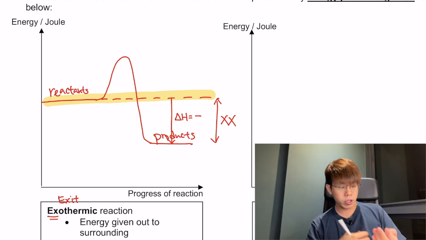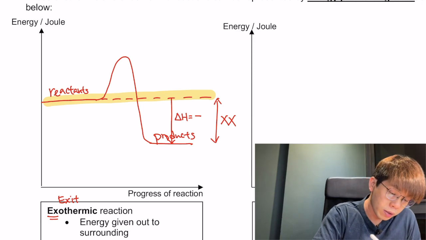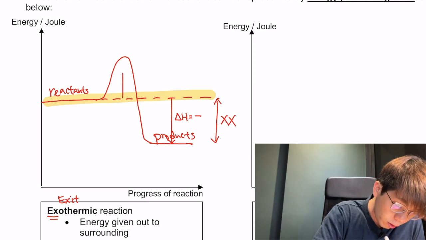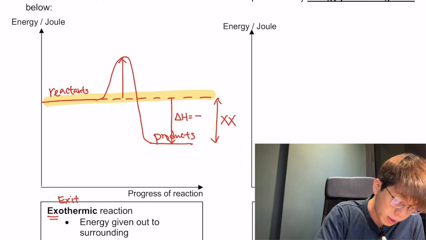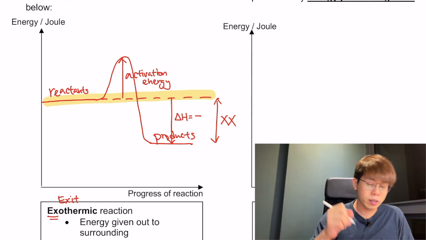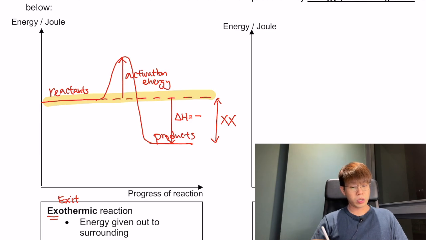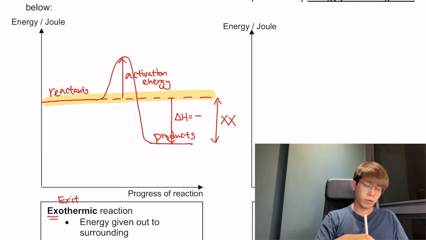Now, the activation energy is the amount of energy required for the reaction to start. So this is from the reactants to the top of the hill. This is the activation energy. Let's label it well. This is the activation energy, and that's the enthalpy change. So this is for an exothermic reaction.